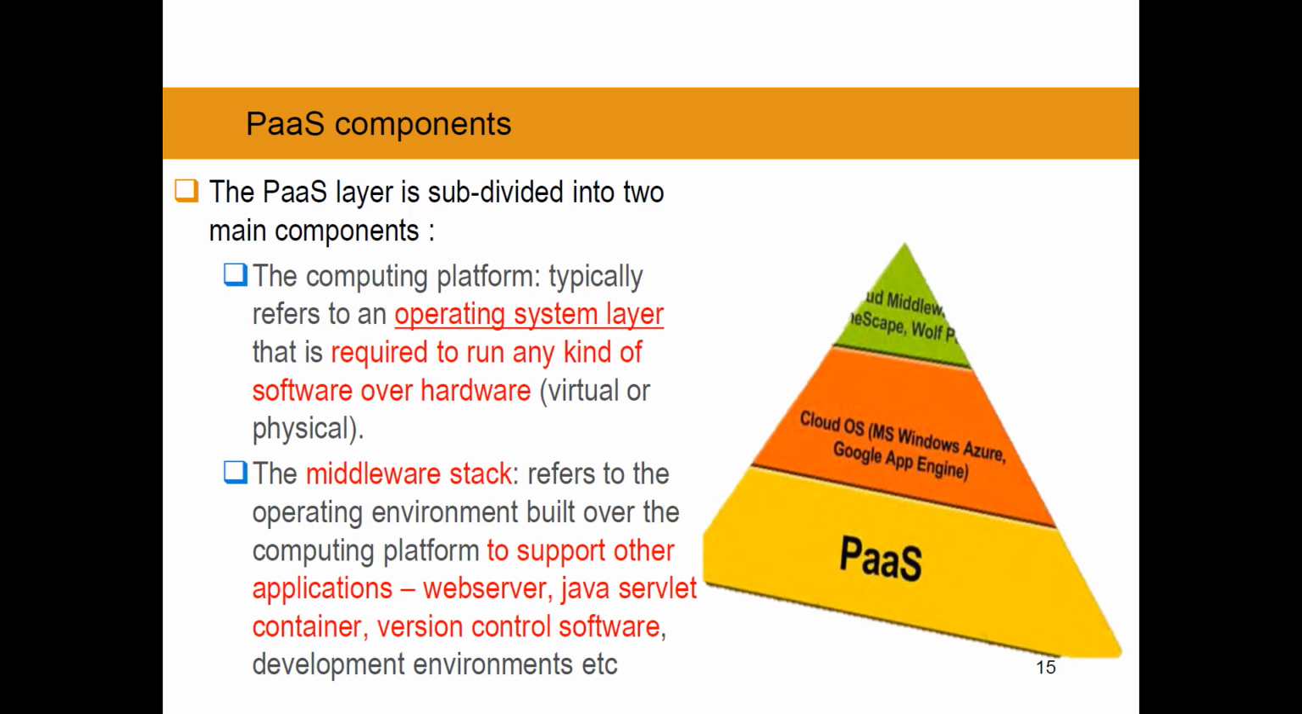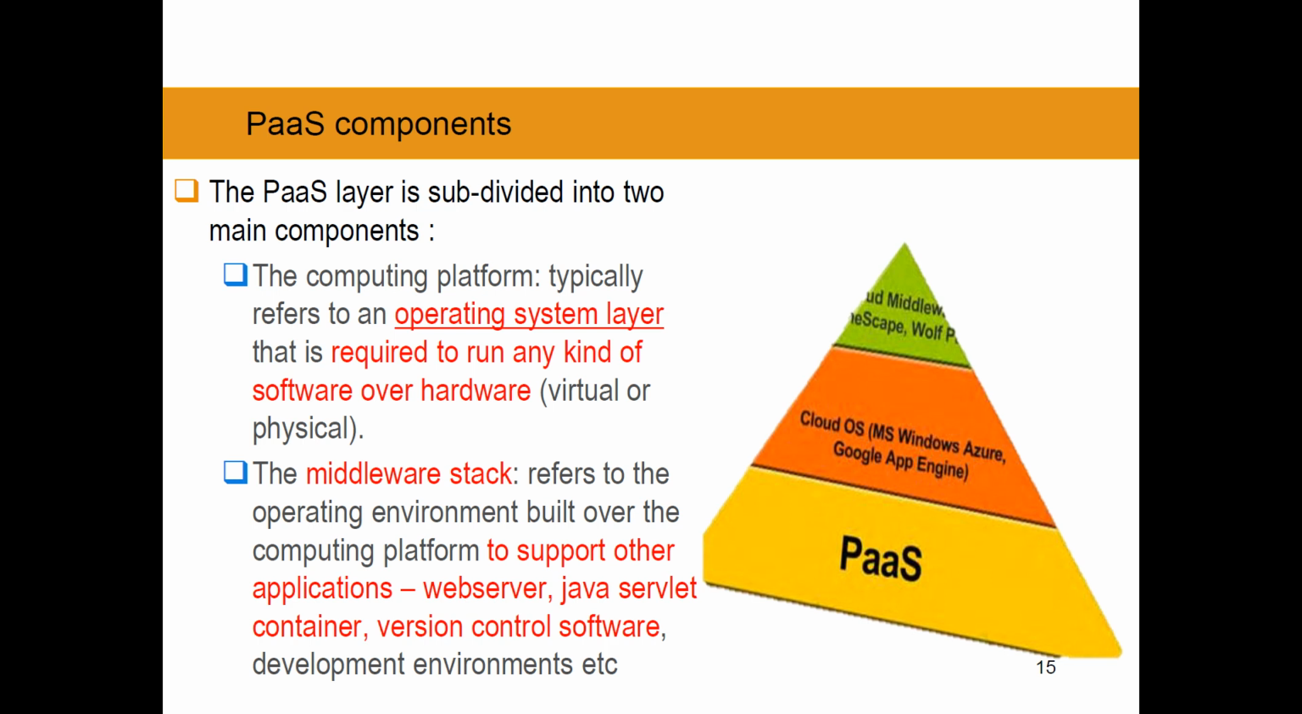This is an example of PaaS components. The PaaS layer is subdivided into two main components. First, computing platform, and second, middleware stack. Computing platform here refers to the OS layer itself that is required to run any kind of software over the hardware, virtual or physical.